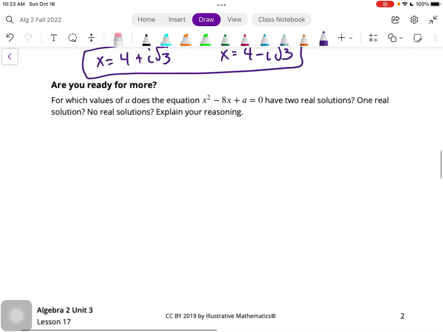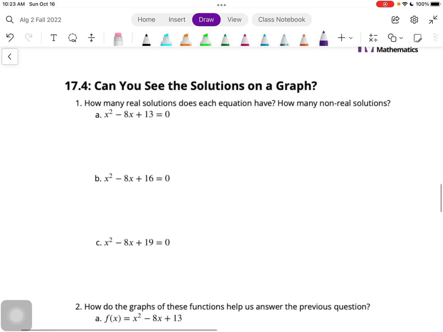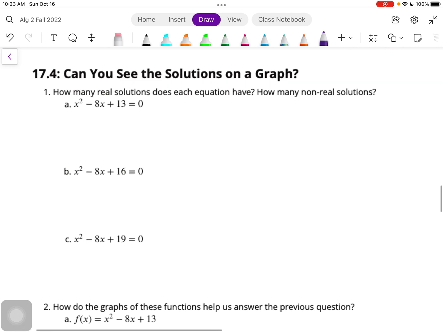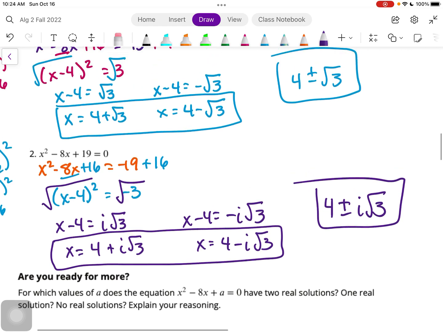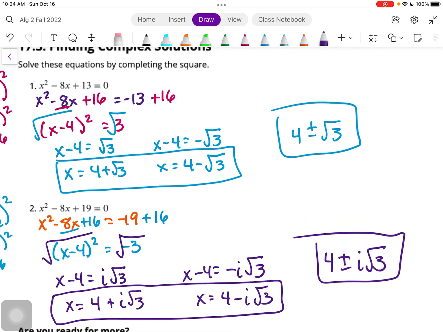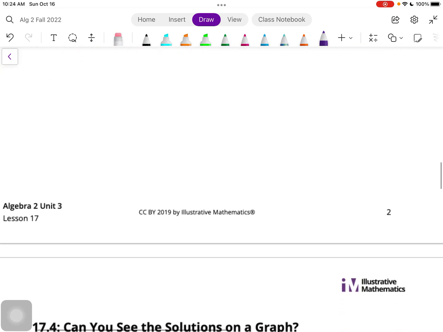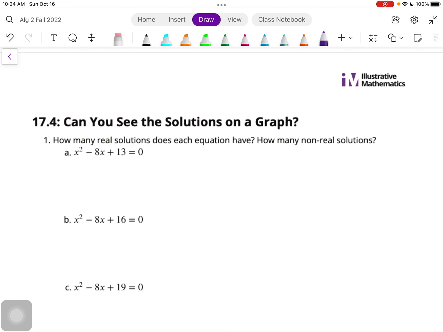So let's take a look at 17.4. How many real solutions does each equation have? How many non-real solutions? All right, so we just looked at completing the square for this one. So let's take a look back there. And we had 2 real solutions because we didn't have any imaginary numbers. Now they're irrational solutions, but we had 2 real solutions and 0 non-real.